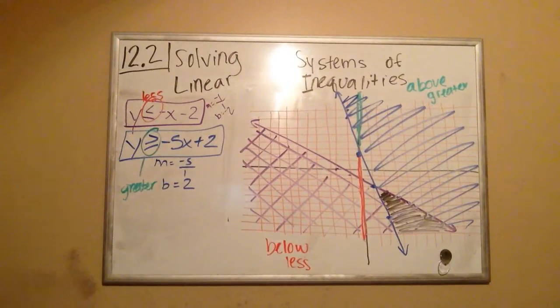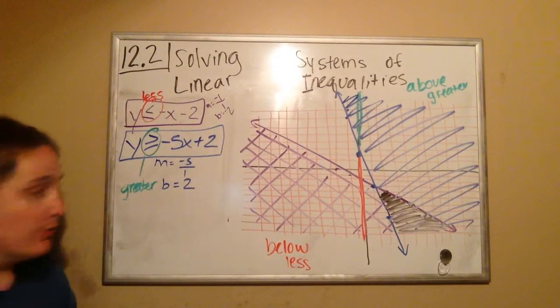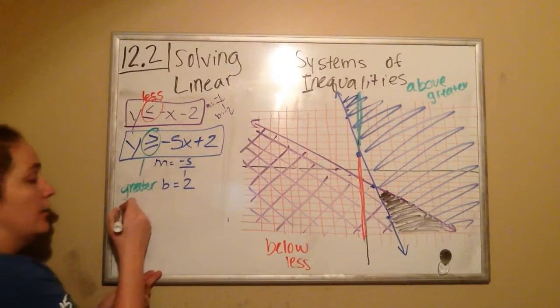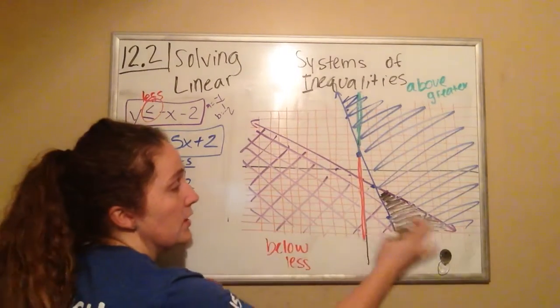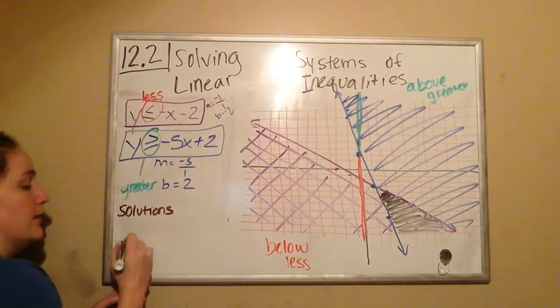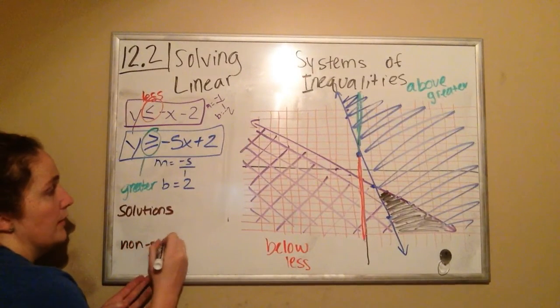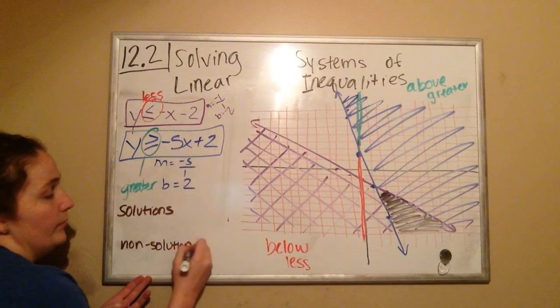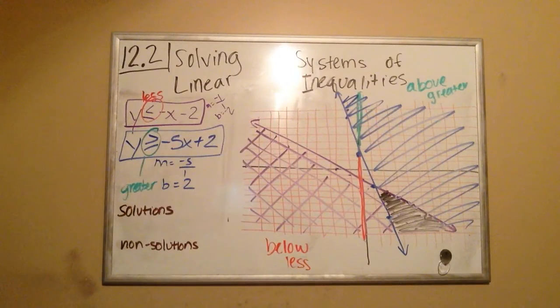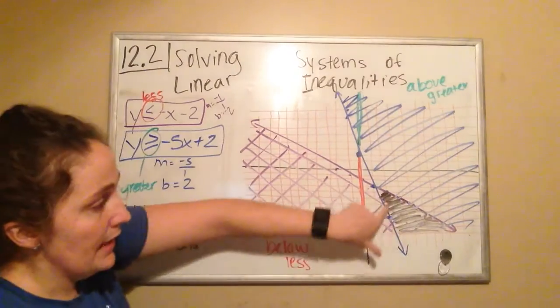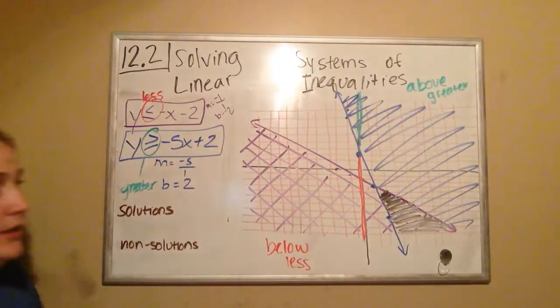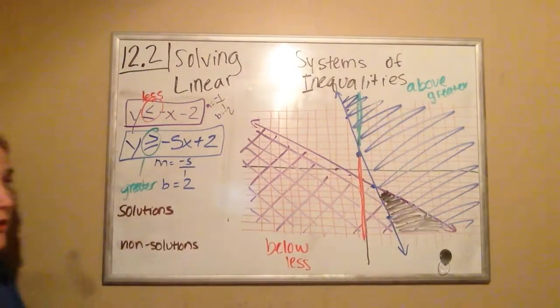Okay, so with every single one of these equations, what we're going to do is write out two solutions and two non-solutions. Anything that's not in this area is a non-solution. This is the only area that's a solution.